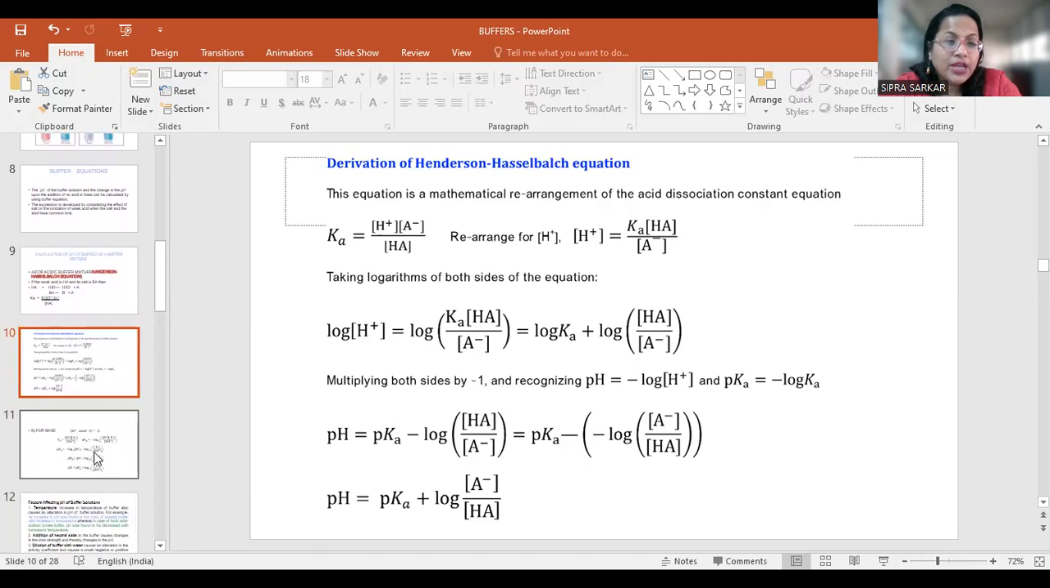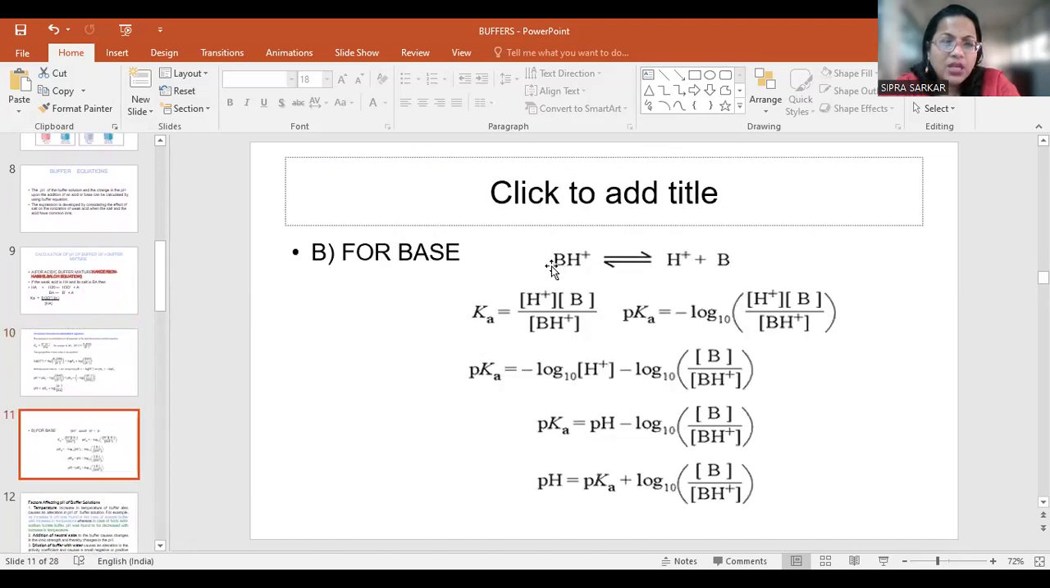In the same way, we can calculate the Henderson-Hasselbalch equation of a base, BH plus going to H plus and B. So K will be H plus into B divided by BH plus. Taking the minus log 10, we have to calculate the log H. Because the minus is outside the bracket, it will be multiplied with that equation, B by BH plus.